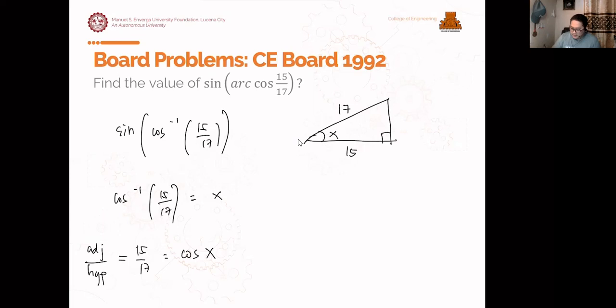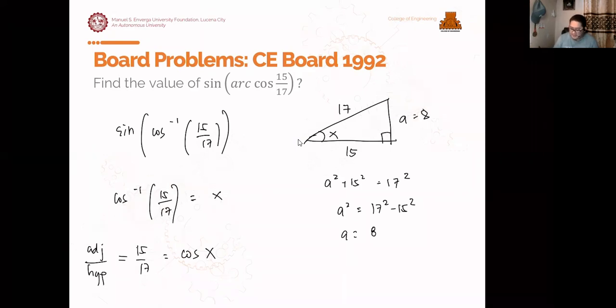So, para makuha natin tong unknown side, tawagin natin A. Gamitan natin ng Pythagorean theorem. Okay? So, A squared plus 15 squared is equals to 17 squared. So, A squared is equals to 17 squared minus 15 squared. So, A will be equals to, sakto pala to. So, this is A equals to 8. Okay? So, may value tayo ng 8.